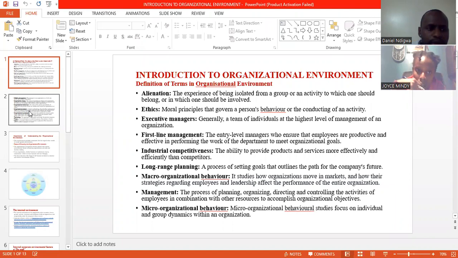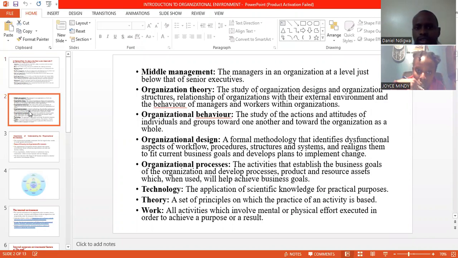Okay, the other thing that we are going to talk about today is the issue of middle management. Remember, we talked about the top level management. We have the middle level management and the lower level management. And the middle management is the managers in an organization at a level just below that of the senior executives.